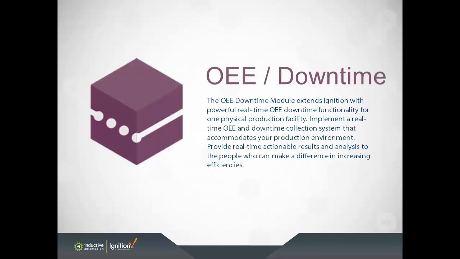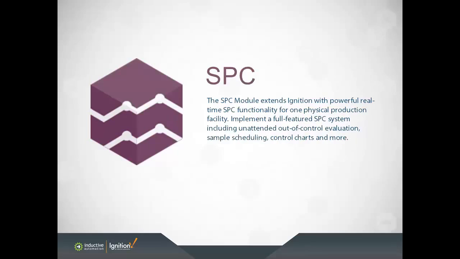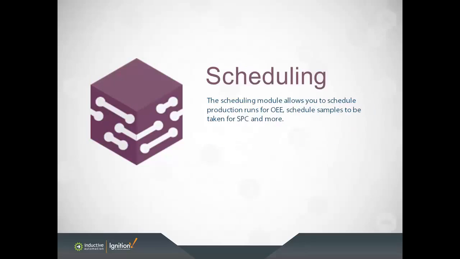On the MES layer, we have the OEE Downtime module. The OEE Downtime module provides overall equipment effectiveness and downtime tracking in real time for Ignition. The SPC module, which stands for Statistical Process Control, extends Ignition's functionality to add SPC functionality. You can implement a full-featured SPC system including unattended out-of-control evaluation, sample scheduling, control charts, and more.